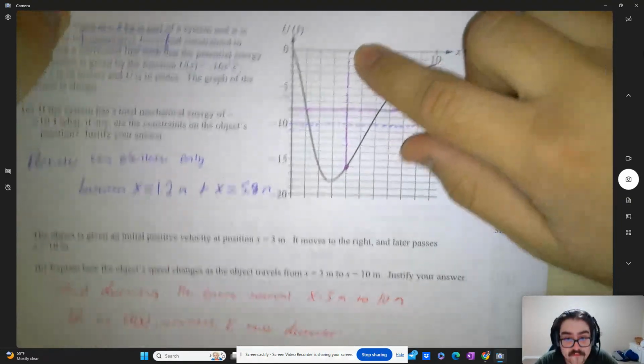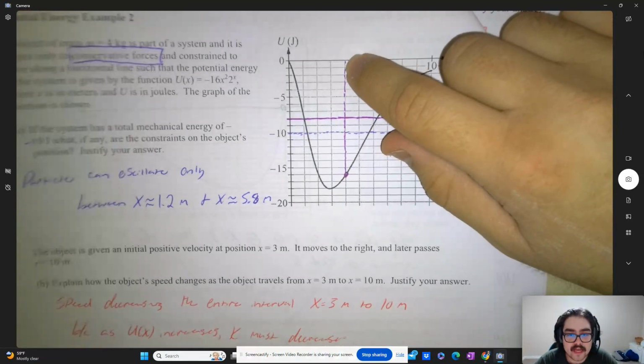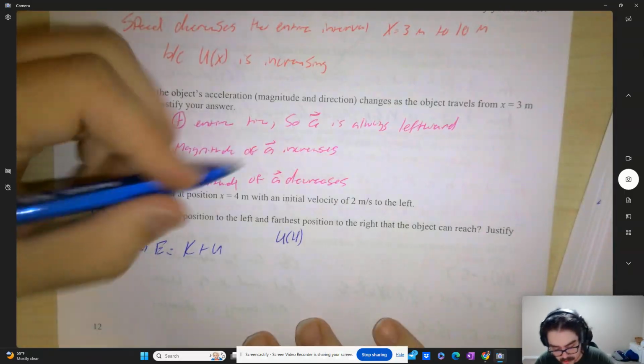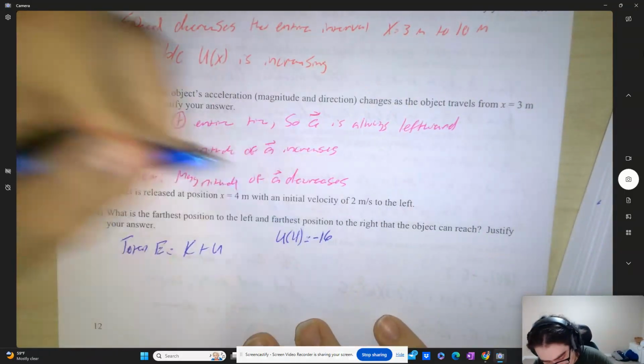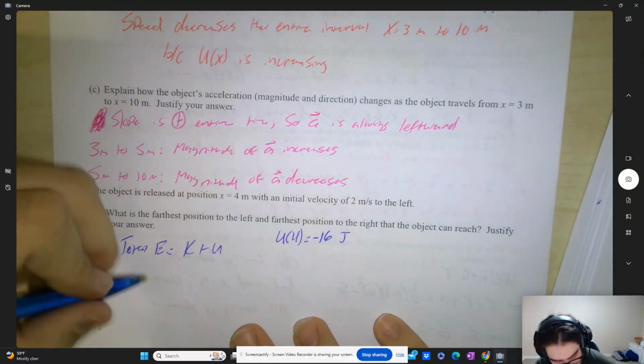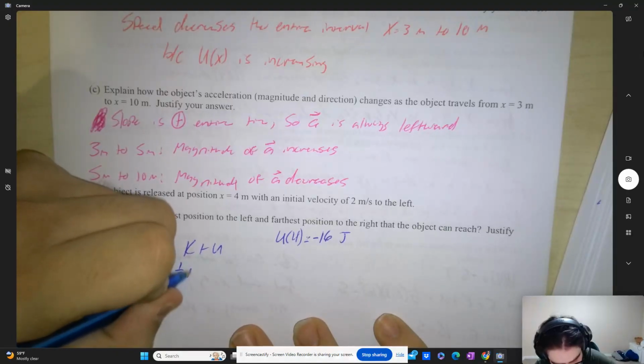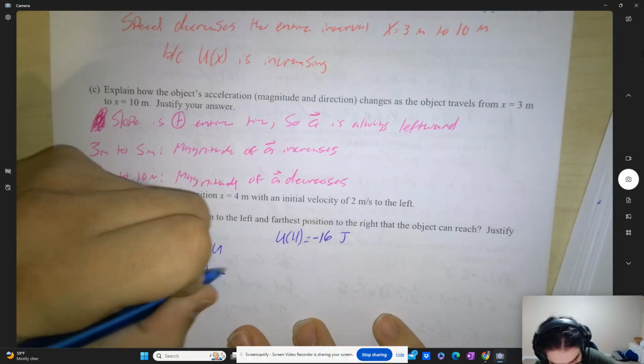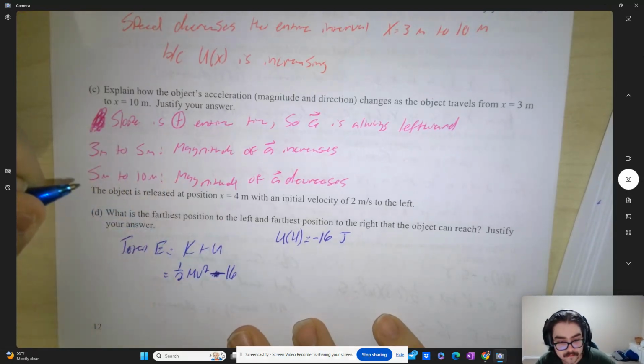When x is equal to 4, I should get right down here, which is about negative 16. So it's going to be negative 16 joules. That's going to give me 1/2 mv squared plus, or sorry, this will actually be minus 16.